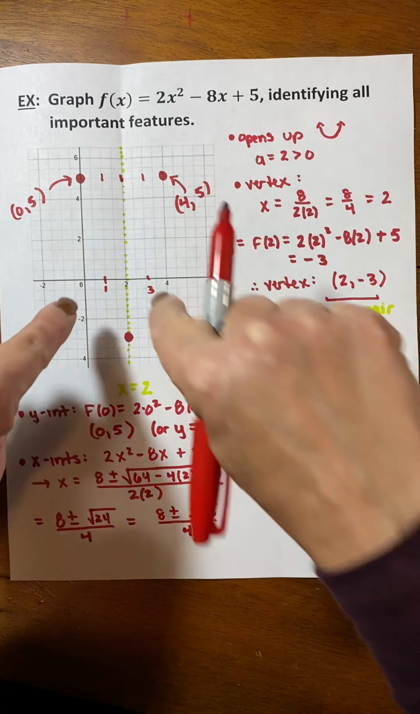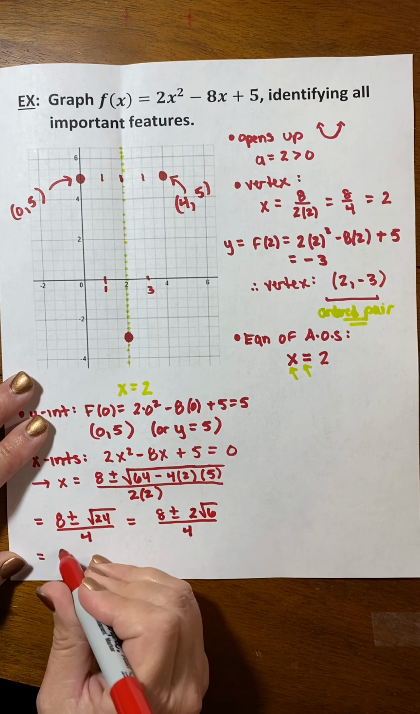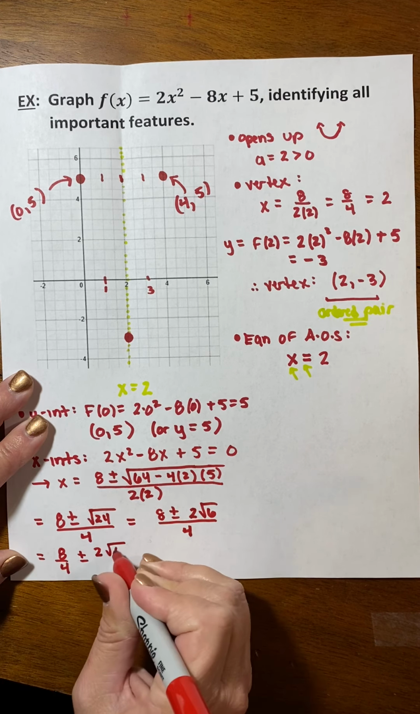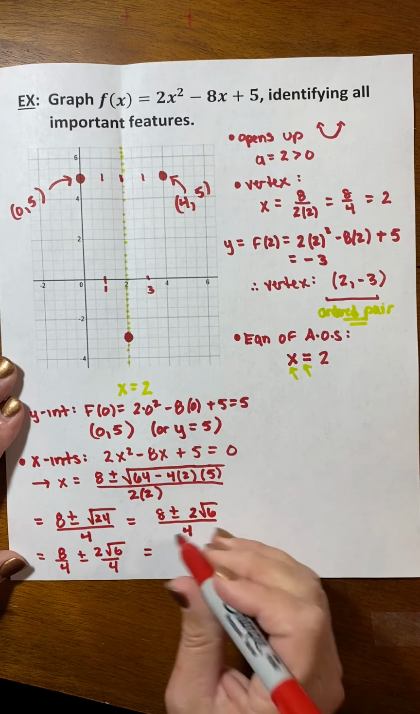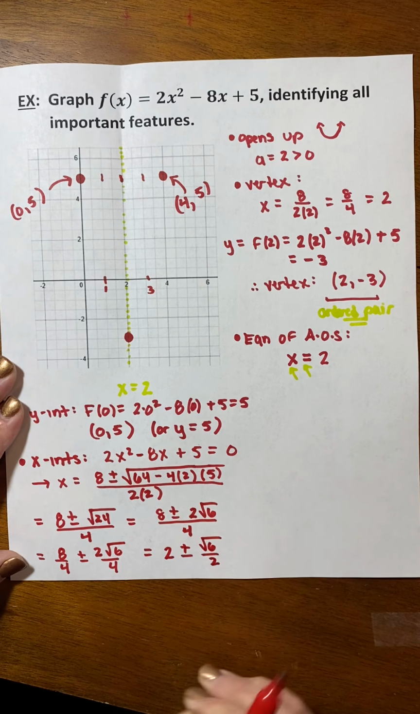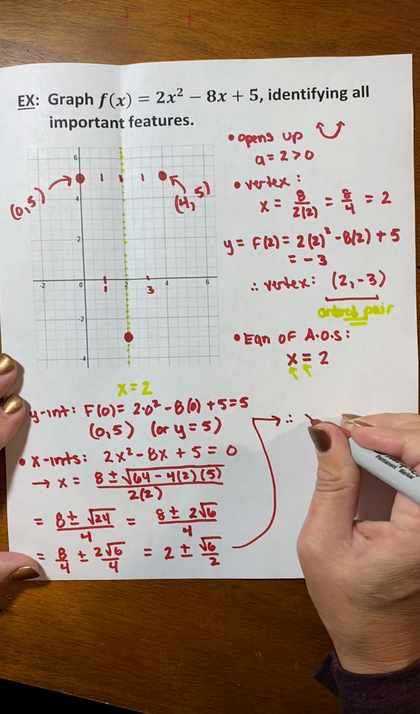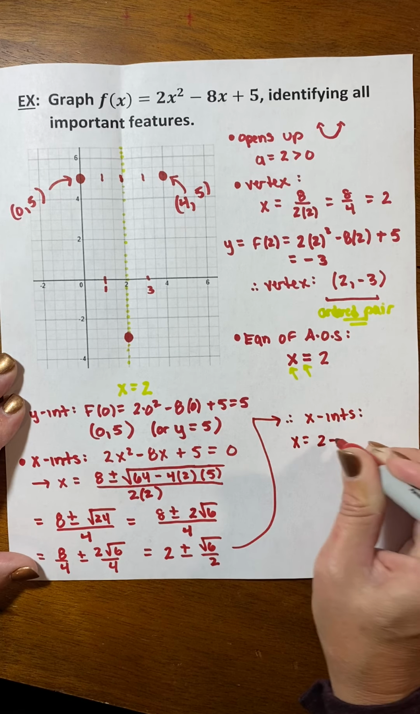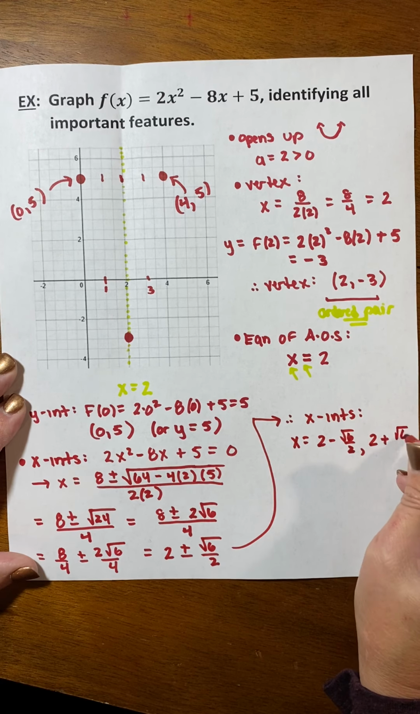You might say, how do I identify those as my x-intercepts? Well, I'm going to split this up into its 2 pieces. It's going to be 8 over 4 plus or minus 2 square root of 6 over 4. And I'm going to clean that up, and that is 2 plus or minus the square root of 6 all over 2. So therefore, my x-intercepts are x is equal to 2 minus the square root of 6 over 2 and 2 plus the square root of 6 over 2.